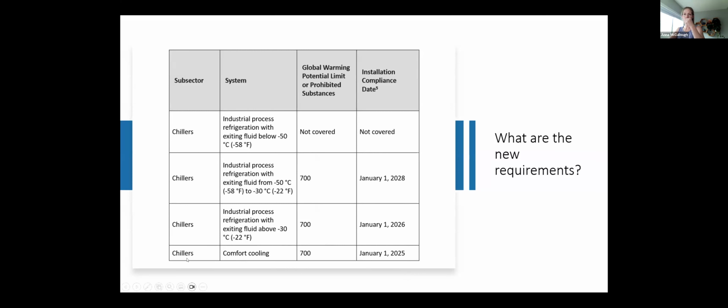And then if we look at the chillers that we are most likely to see that are used for comfort cooling, for example, an office building with an air cooled chiller on the roof, or a school with an air cooled chiller on the roof, that system will have to use the lower GWP refrigerant as of January 1st, 2025.